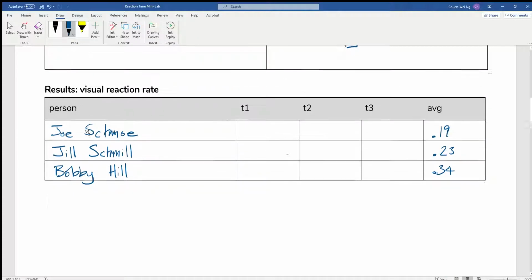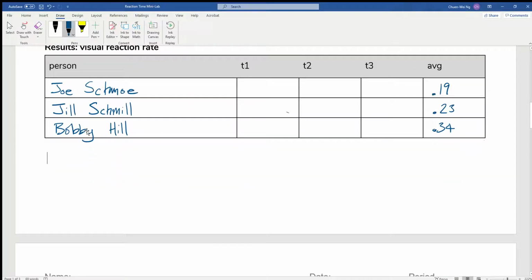Good. So by now, you should have a strong data table, all in meters, right? So if you have it in the form of, say, 19 centimeters, just divide that by 100 to get it into meters, 0.19 meters. All right, that's going to be important. Make sure your numbers are in meters.